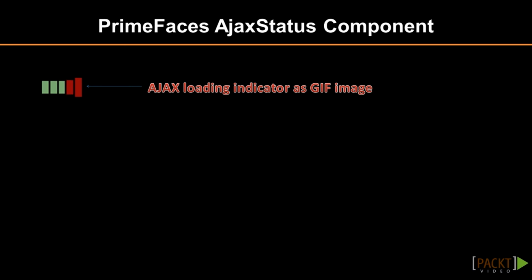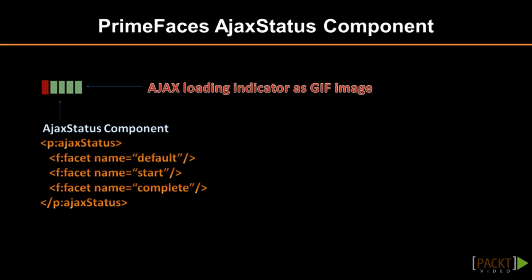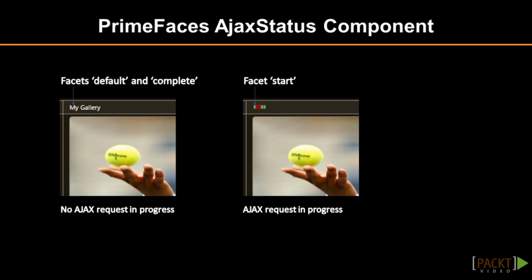The time spent by the application to deal with this kind of request can be easily indicated by using the PrimeFaces AJAX status component. In a page, this component can be added by using the AJAX status tag, and it can be shaped in two ways, using facets or callbacks. In our application, we will use facets. This component will be added in the panel grid of our application.